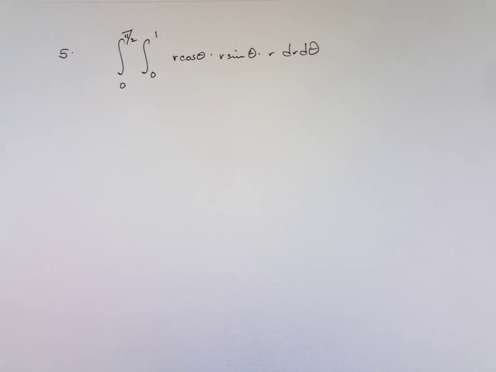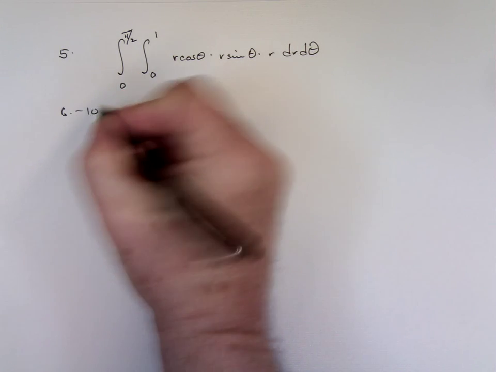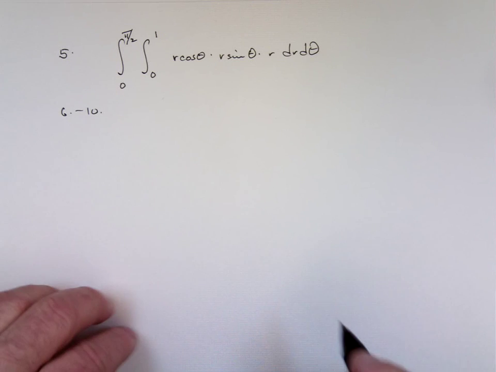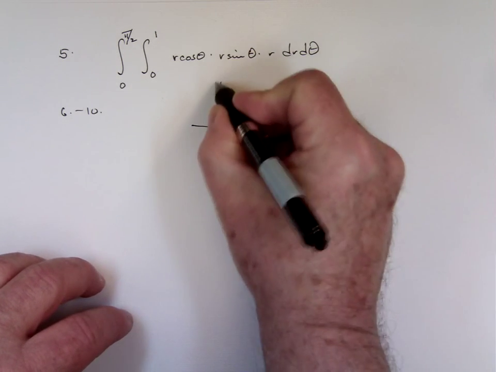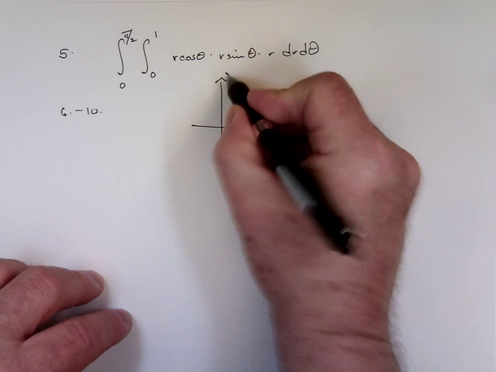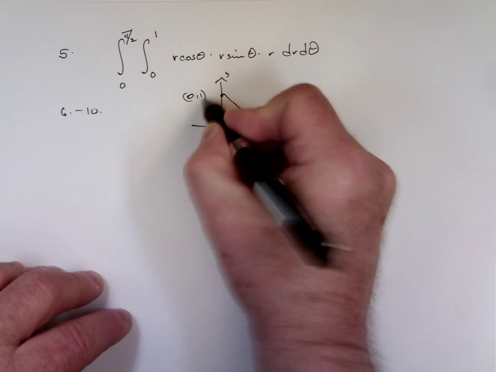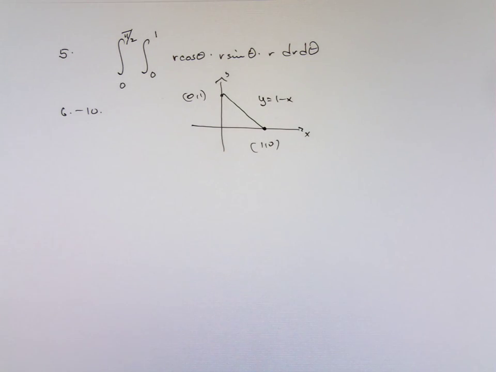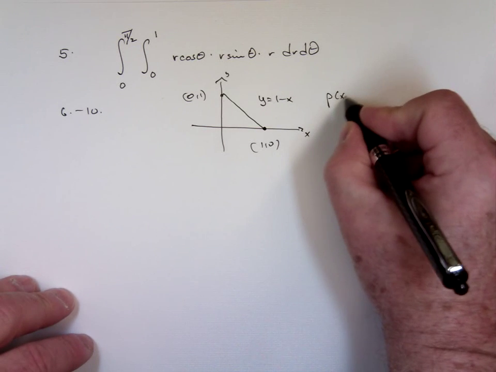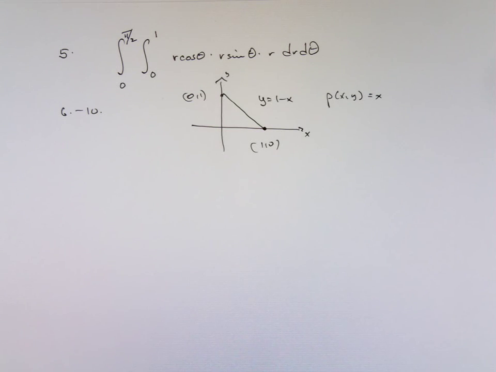Are we okay? Okay. 6 through 10. Given the triangle y equals 1 minus x. Oh, this one's a pain in the neck because we have to actually do the thing out. All right, here we go. I might as well just do it here. We have a density function. That's x. Okay. All right.